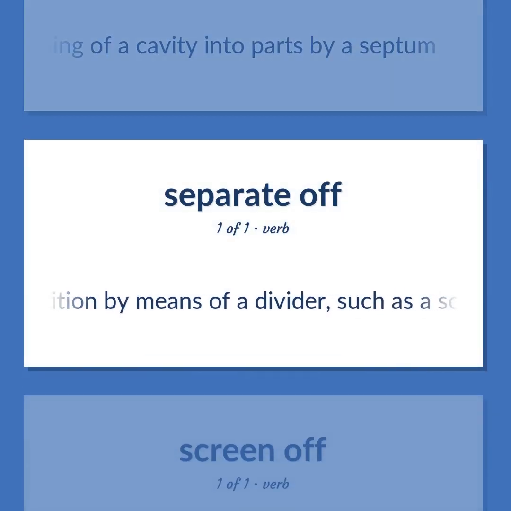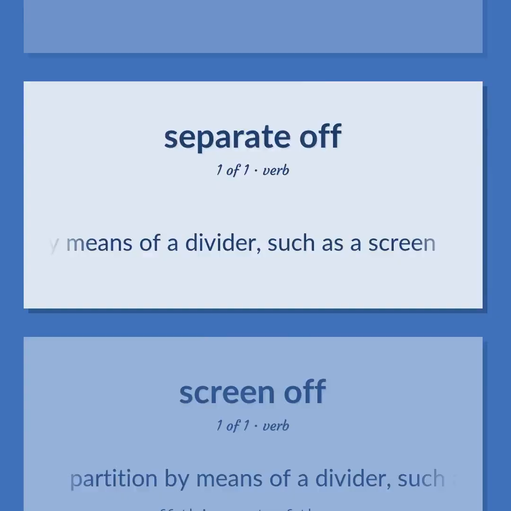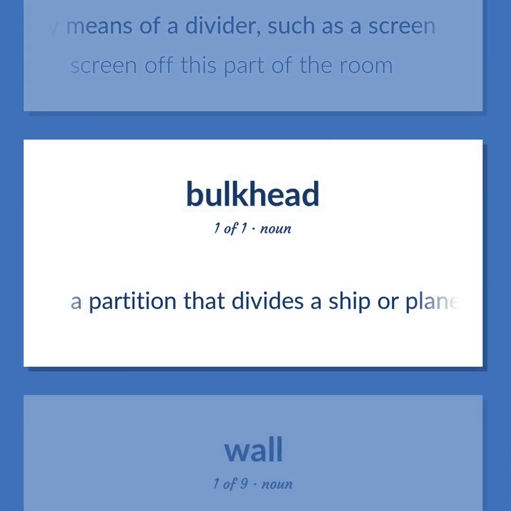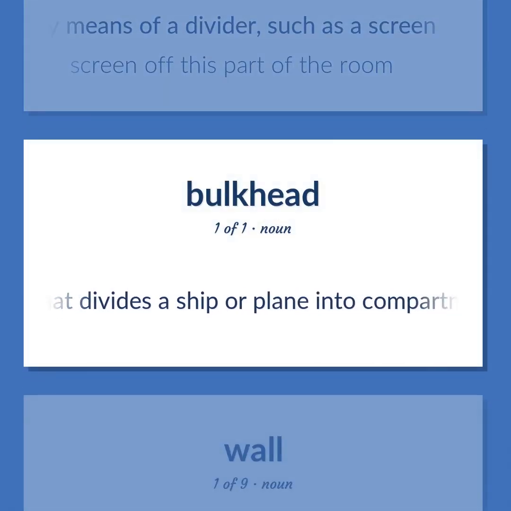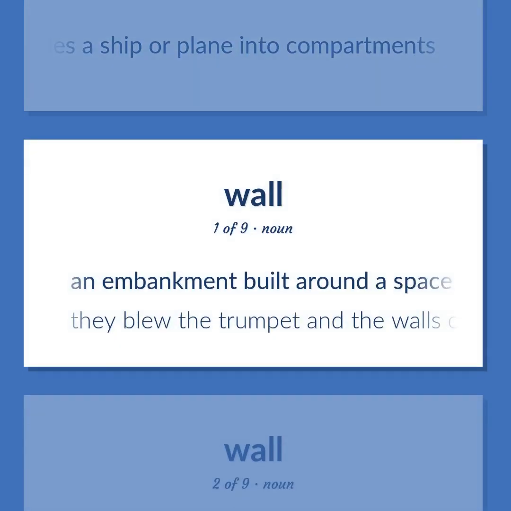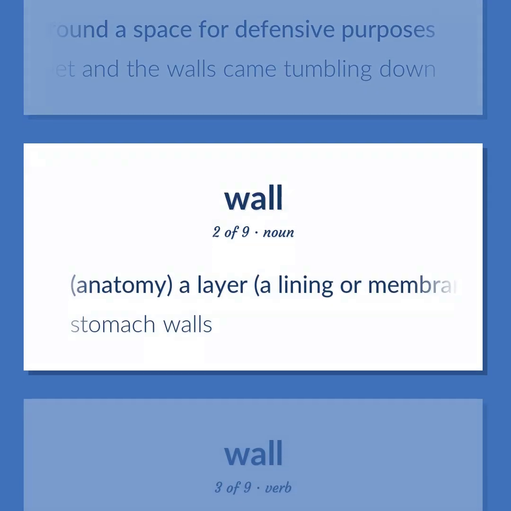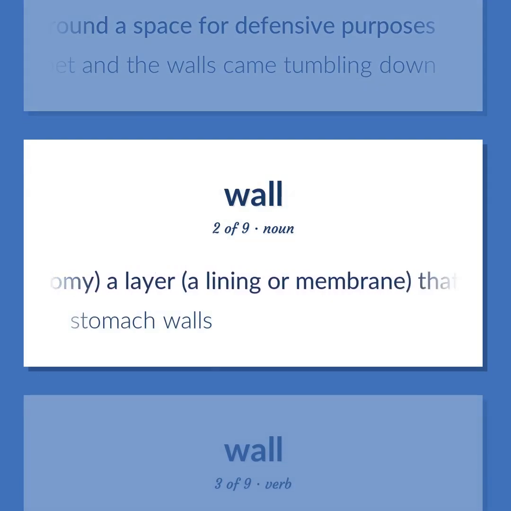Partition by means of a divider, such as a screen. Screen off this part of the room. A partition that divides a ship or plane into compartments. An embankment built around a space for defensive purposes. They blew the trumpet and the walls came tumbling down. Anatomy. A layer, a lining or membrane, that encloses a structure. Stomach walls.